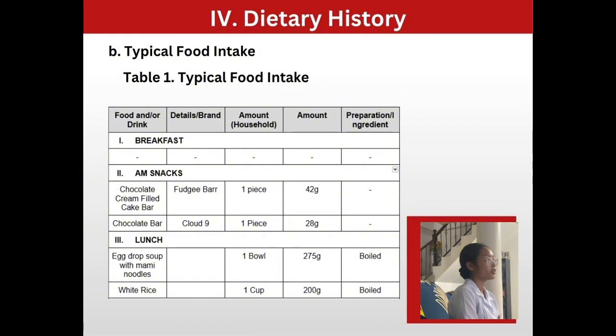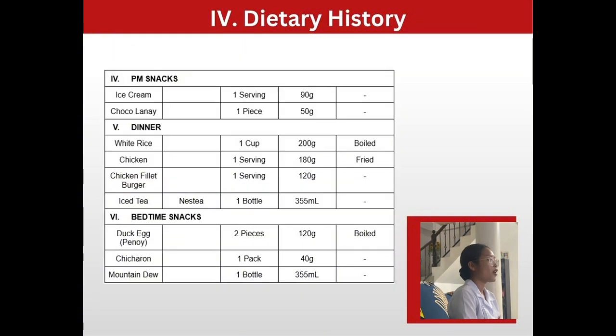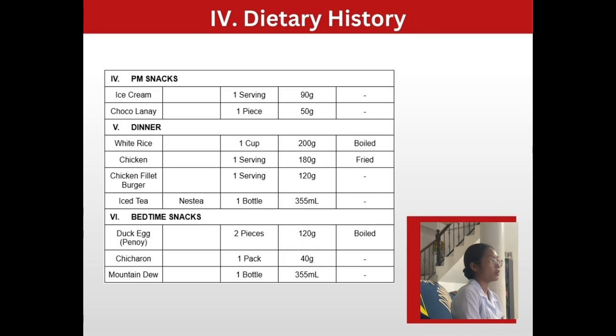So for her 24-hour food recall, so the client did not eat breakfast. For her AM snack, she ate a fudgy bar and a Cloud9 bar. For lunch, she had egg drop soup with mommy noodles and 1 cup of boiled rice. For PM snacks, she consumed ice cream and ate chocolate 9. For her dinner, she ate 1 cup of boiled rice with fried chicken and a chicken fillet burger and drank a bottle of Nestea iced tea. For her bedtime snacks, she had 2 boiled Penoy eggs and a pack of chicharon and a mango juice.